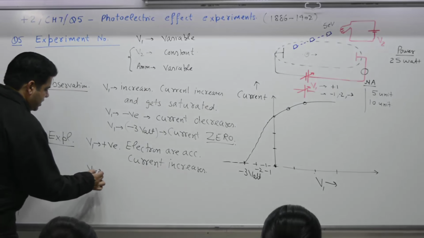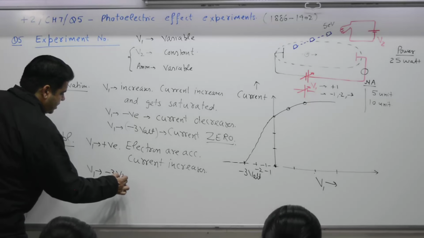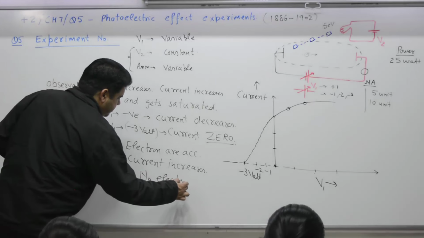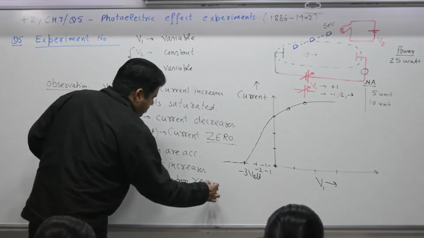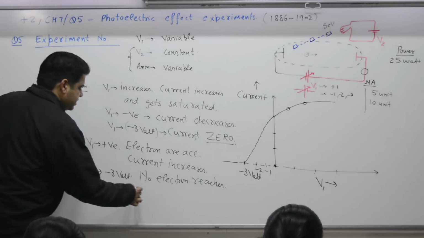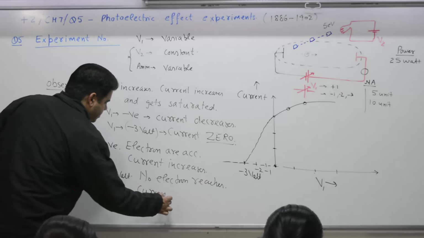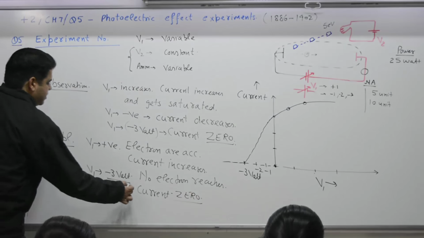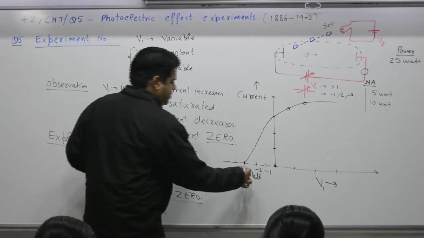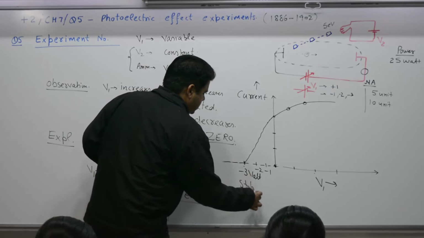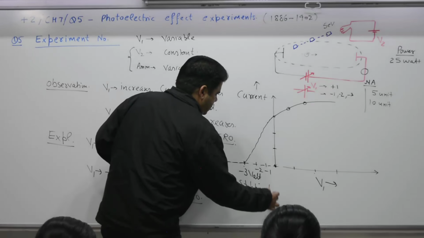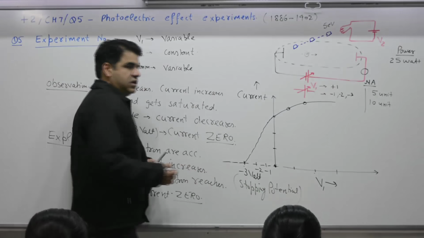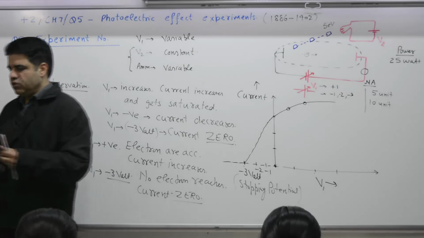When V1 is equal to, say, minus 3 volt, no electron reaches. So current is 0. And what do you call this? Stopping potential. The voltage required to make current equal to 0. Time with you is 3 minutes to write.